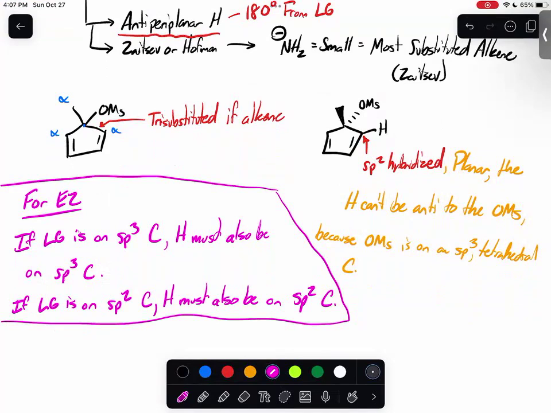So, are there any anti-periplanar hydrogens? Well, yes, because notice that this alpha position up here that we had ignored earlier is in fact sp3 hybridized. And it has some protons up there.